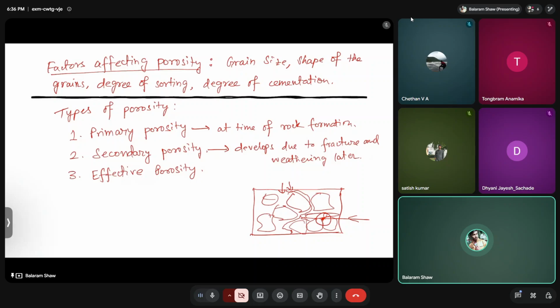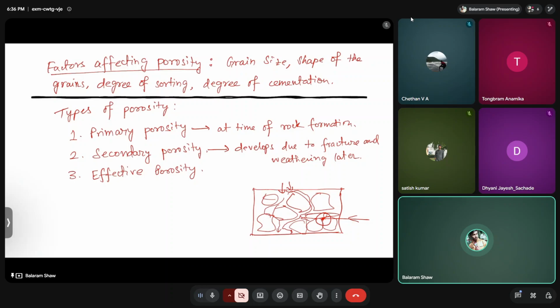So the amount of interconnected pore spaces which are available for fluid flow, whatever void spaces you can see there where the water flow can happen, only that volume of voids will be considered in the porosity, and we call that effective porosity. So what is effective porosity? The effective porosity is the amount of interconnected pore spaces which are available for the flow of water, which is again expressed as the ratio of voids to the total volume.